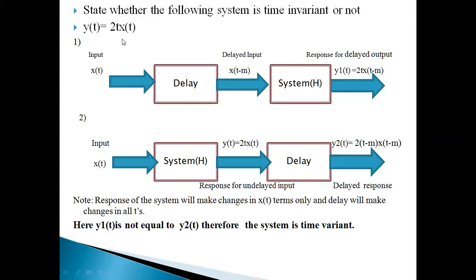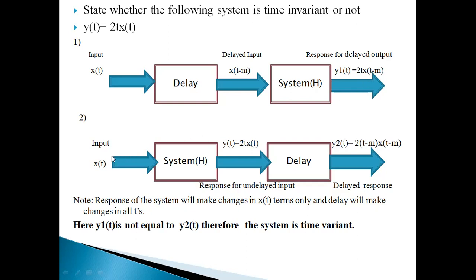So y(t) is equal to 2t x(t). We will use the same steps which we have discussed in the previous slide. First, input is x(t). It is applied to the delay so that it will give the output x(t minus m). That delayed input x(t minus m) is applied to the system and it will give the output y1(t), and it is equal to 2t x(t minus m). This equation we get from the equation given in the problem.